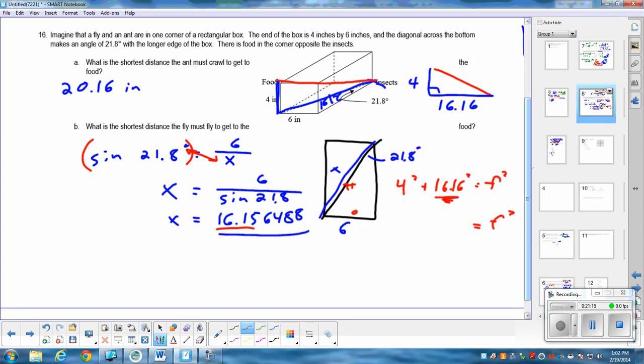I get F squared equals 277.03 approximately. Again, I'm leaving this in the calculator to get a more exact answer. So F equals 16.64, rounded to the nearest hundredths place. And this would be the fly's path.